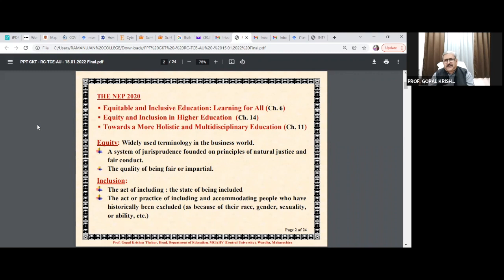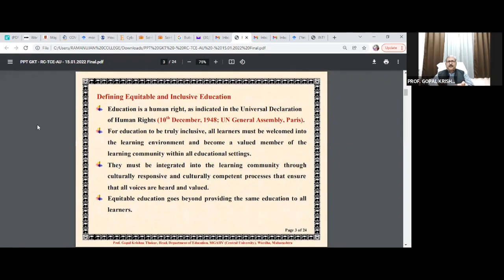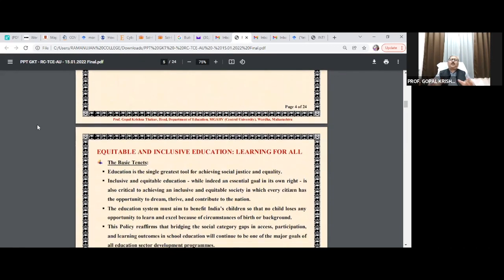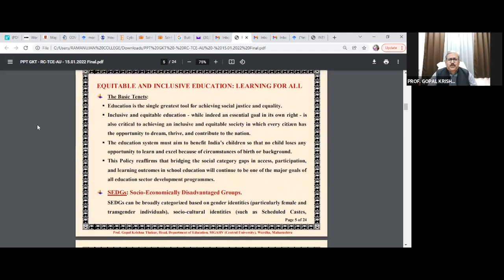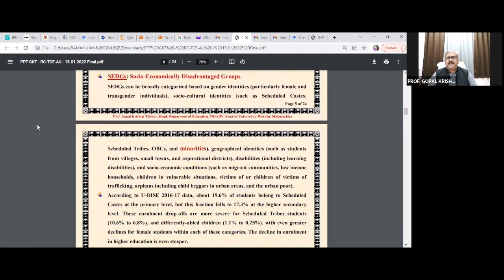Now, considering this, the National Education Policy has recommended, conceptualized, and introduced something new, coining some terms. In order to understand, first I am going to discuss the SEDGs, the socio-economically disadvantaged groups. First, we need to identify who are those people who fall under this category. Socio-economically disadvantaged groups.